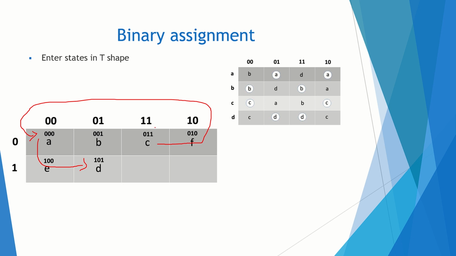So that is C to A. Yes, C to A. Then C to B, that is adjacent, no issue. Again D, D to C. So here again that is not adjacent. So we have to make an intermediate transition like this. We have to make a transition.